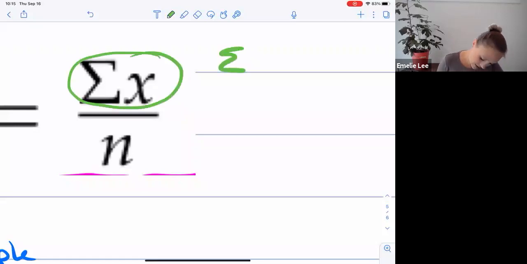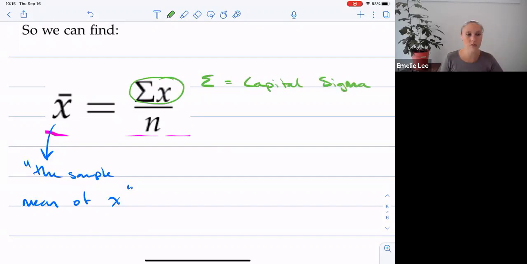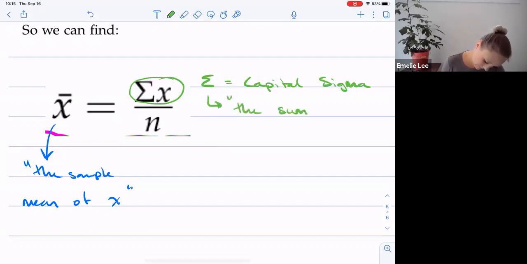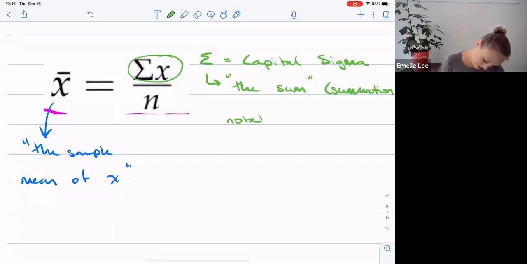So sigma, capital sigma, is a capital sigma, right? So it's a Greek letter, and it's the sum. Right, or we call it summation notation. Fun to say, some fun to do. Summation notation.